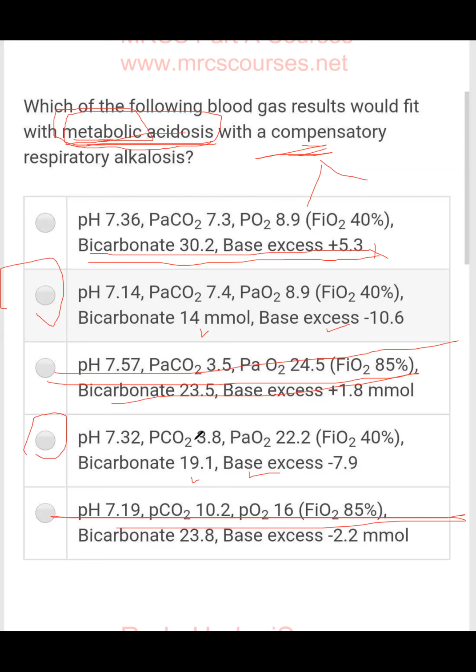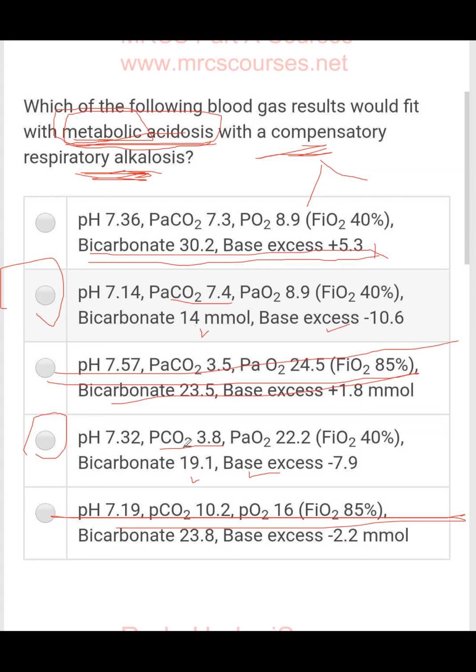Now then we have to look at respiratory compensation. Alkalosis means what? By alkalosis, washout of CO2. Very nice. CO2 should be low, normal, or this? In this one, 7.4, it is high, and in E, it is low.